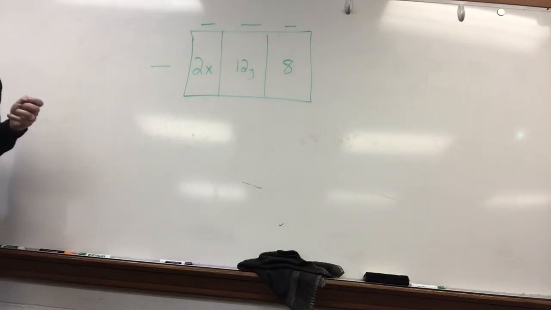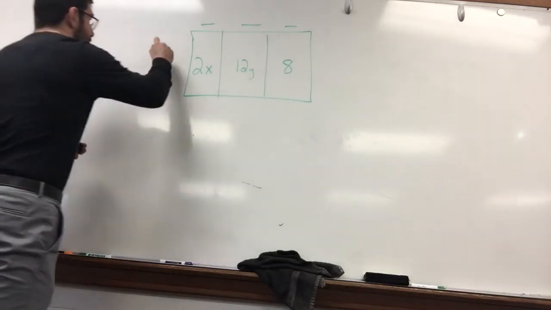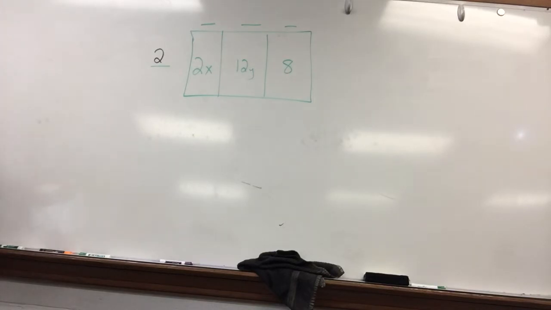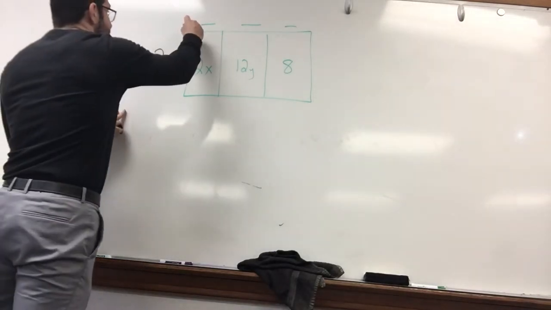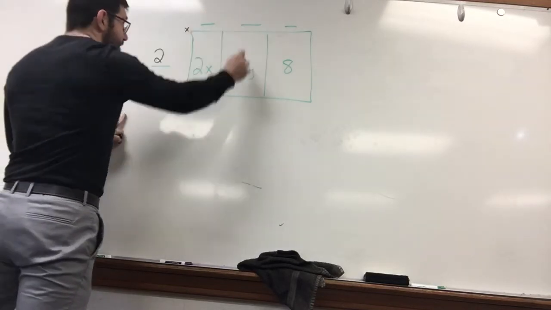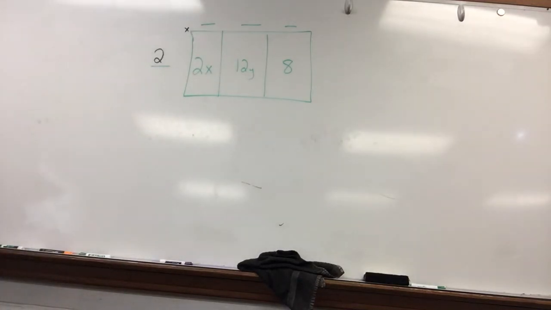You told me what goes into all of them? 2. So now I have my coefficient that's getting multiplied into everything else. Because really, the rectangular array says 2 multiplied by something gives me 2x. 2 multiplied by something gives me 12y. We need to think of it that way so that we can do this.